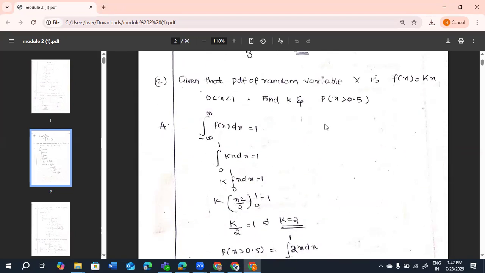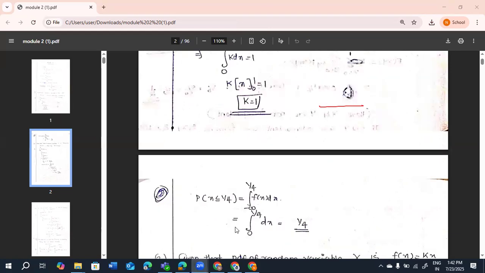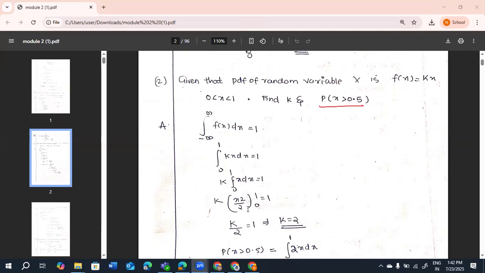What about this? P of x greater than 0.5. This is a similar question, so I am not explaining it in detail. Okay. I think it's okay for you. If you have any doubt, you may contact me. Okay. P of x greater than 0.5. In the last question, what was it? It was less than or equal to, isn't it? Okay, let us check what it was. Just let's go backward. It was less than or equal to there, but here it is greater than.